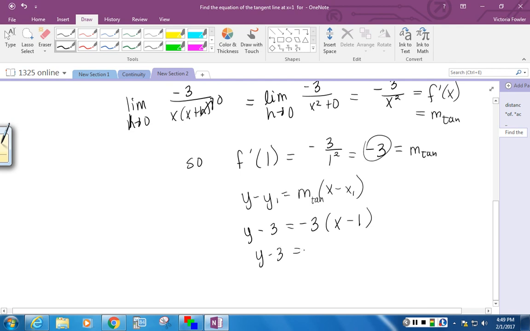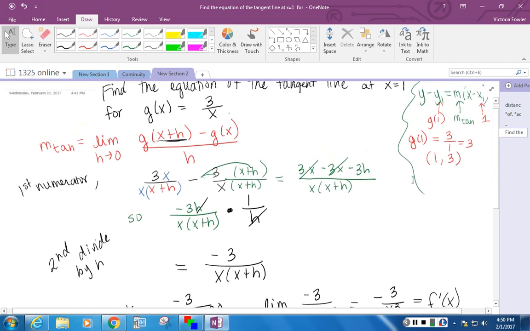And then all I really have to do is finish this out rather nicely. Hopefully I didn't make any mistakes there. And now I've got an equation of my tangent line through the given point, 1 comma 3. Let's make sure I didn't make a mistake. That looks like it's right.